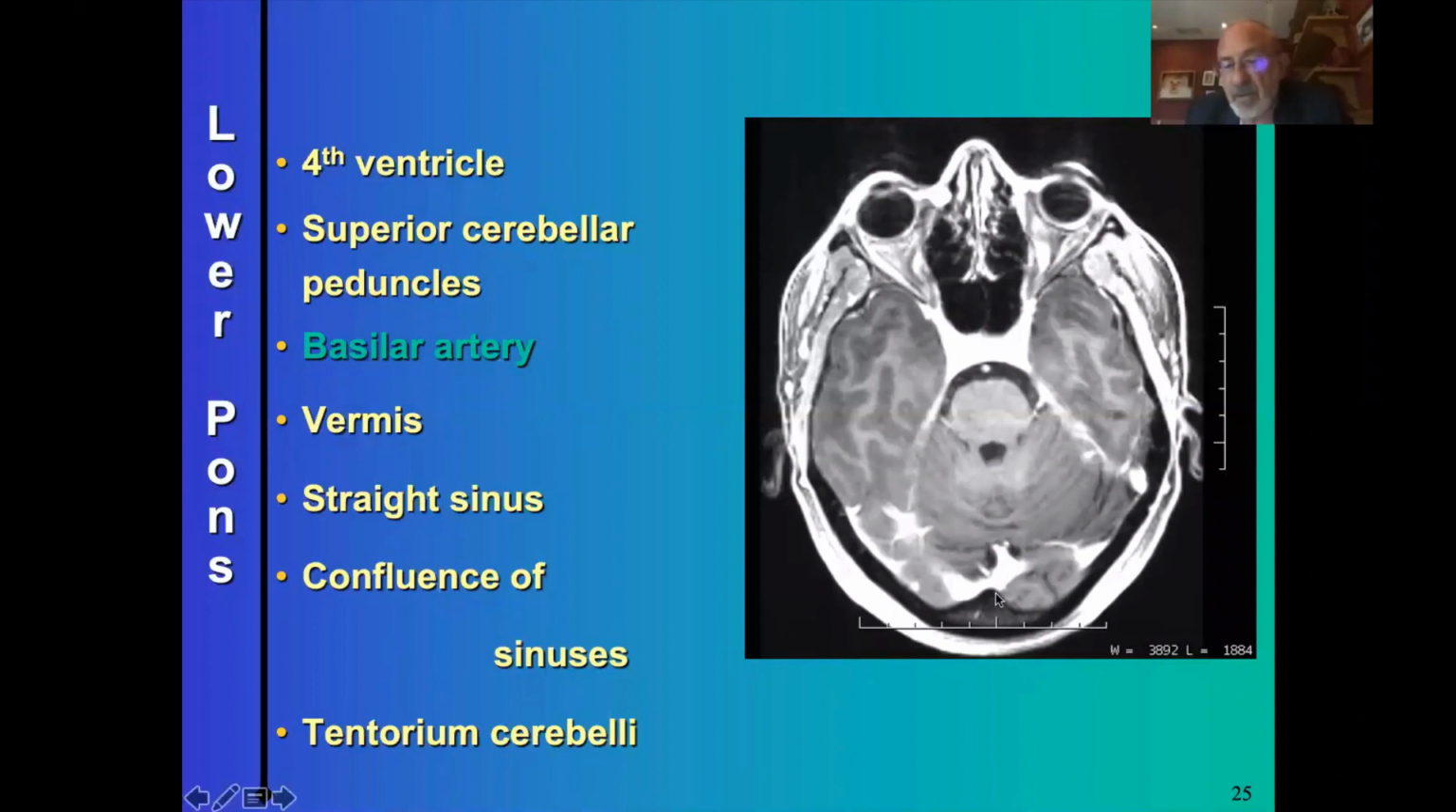So you see the internal portion of it right over here, that little defect, which serves as a landmark of where you expect to see the confluence of sinuses. The key feature to keep in mind, rather than seeing a nice triangular-shaped defect back over here, it has somewhat of a confused appearance about it.